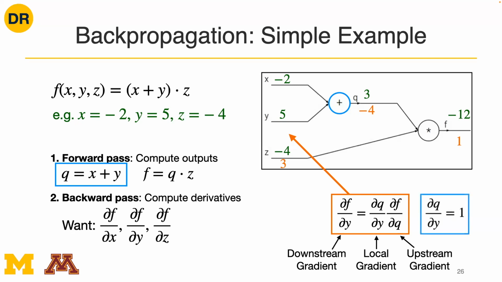Okay, so now if we want to actually apply the chain rule in this case and calculate our final downstream gradient, we'll now consider what is the local gradient at this node in the graph.